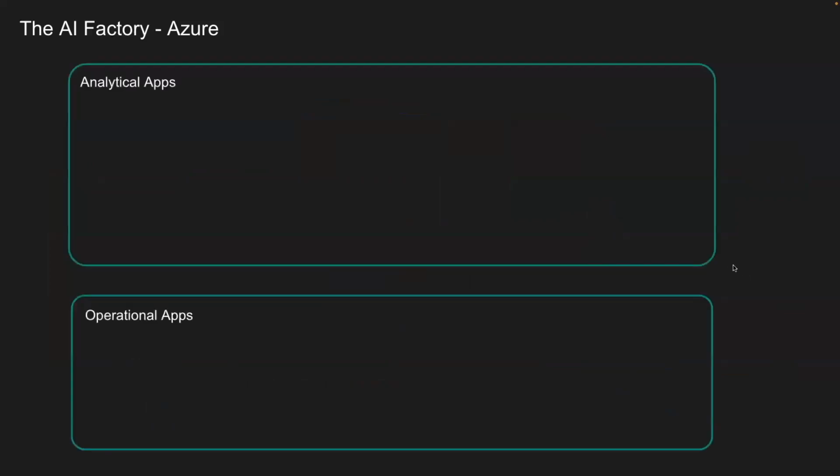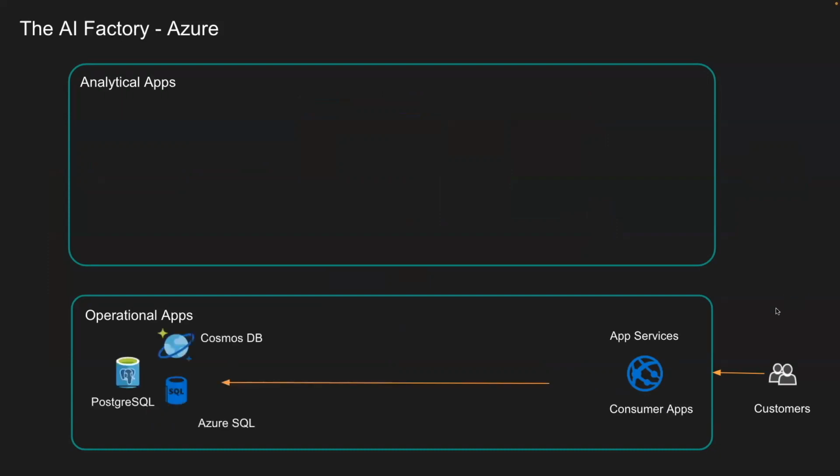Now, having worked at Microsoft and Databricks, I have to give you this picture of what it looks like if you built this in the Azure world. The operational apps area will obviously have Azure App Services, where all your customer applications are created. And talking about operational application databases, the options you have are Cosmos DB, which is very popular for global applications, or just vanilla Azure SQL, which is very popular for most applications. And also PostgreSQL is available.